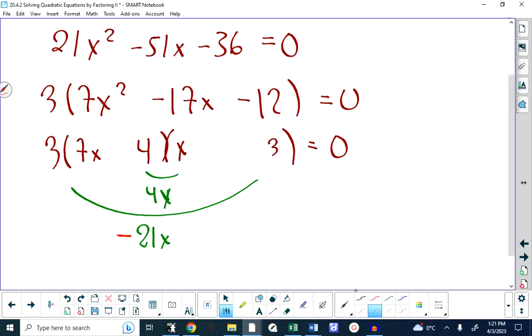How do I do that? Well, I trace things back. Where did the 21x come from? The 3 times the 7, so this has to be a negative 3. This has to be a positive. Double check, and by the way, we need to double check one other thing. When you multiply this out, do you in fact get negative 12? Because if we get positive 12, it's wrong. We get negative 12.